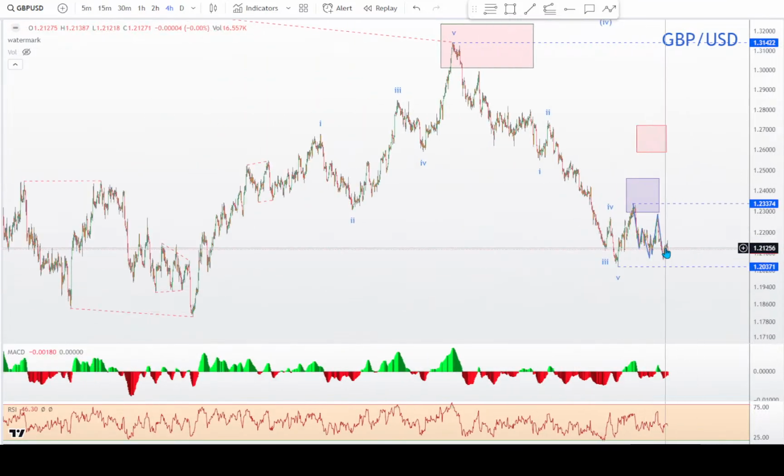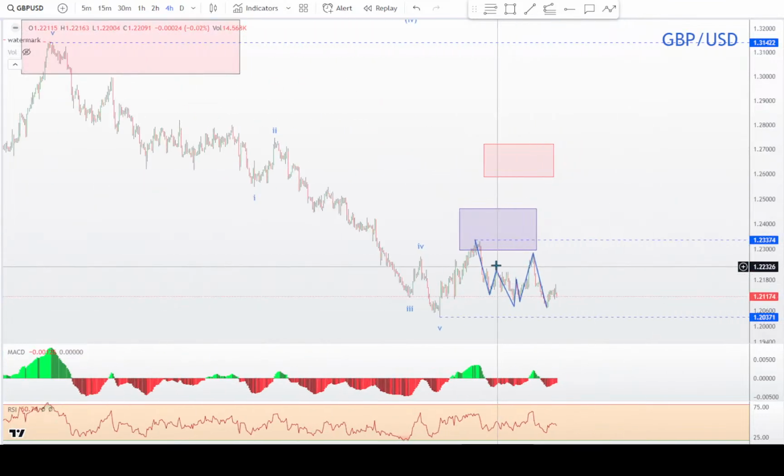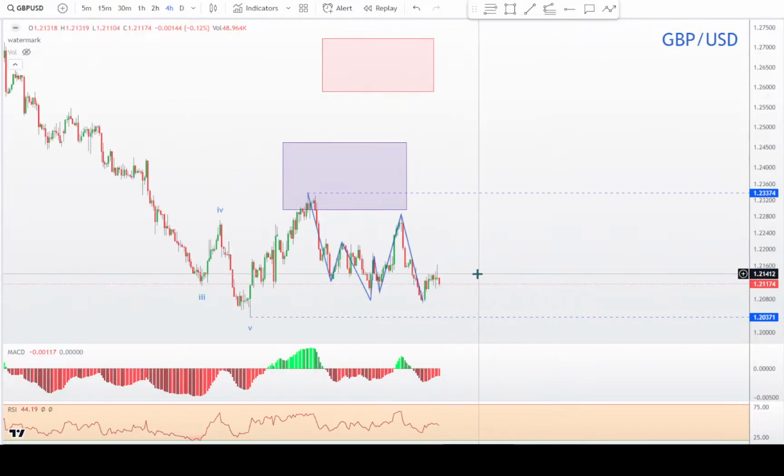Otherwise, this would have to be a diagonal. So this would be one, that would be two, and then they'll come down for three, go up for four, down for five, and then I'd be looking for actually the buy setup. So this is not a good place to actually do much with the pound. I'd sell up here, or I'd buy once it breaks 1203.